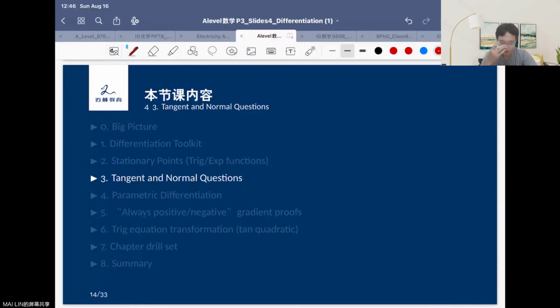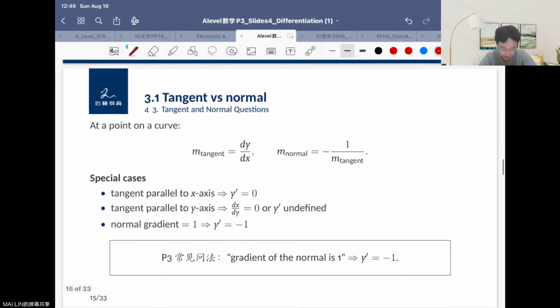Hello guys, today we are talking about tangent and normal questions, okay? So let's move to the first part about tangent and normal.